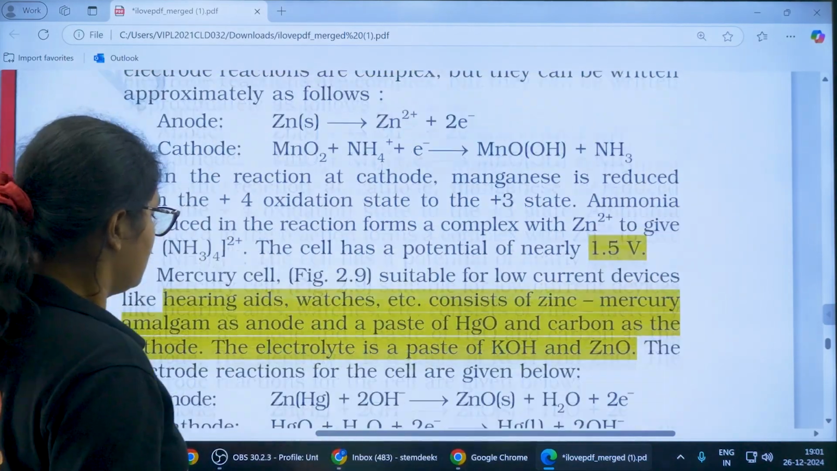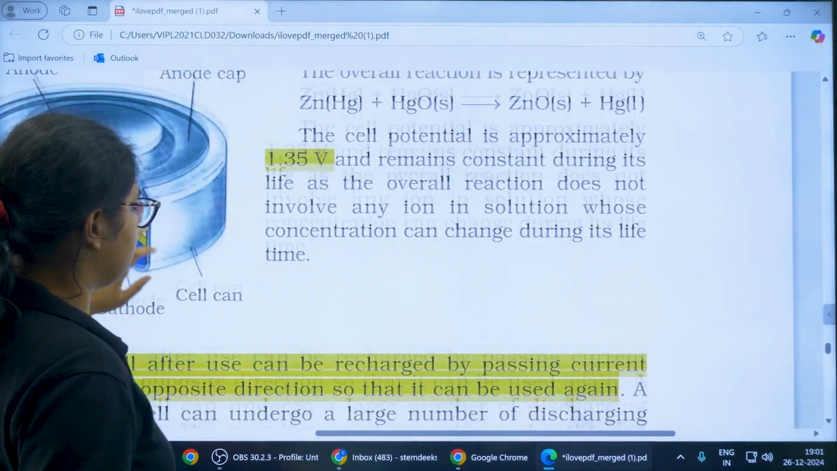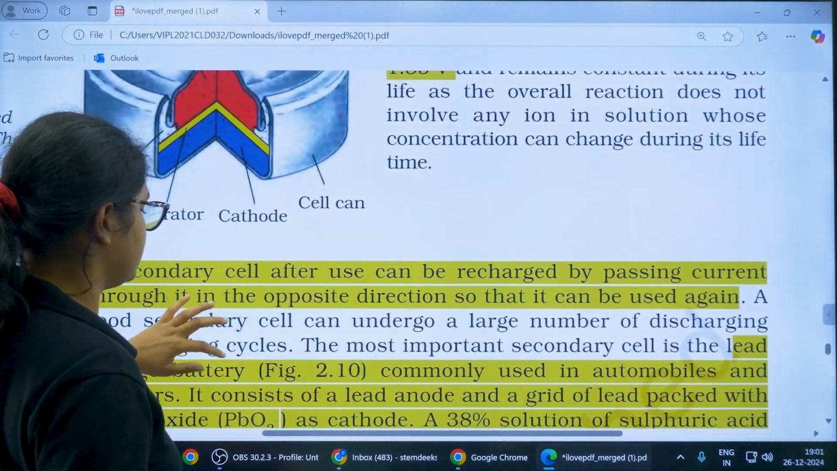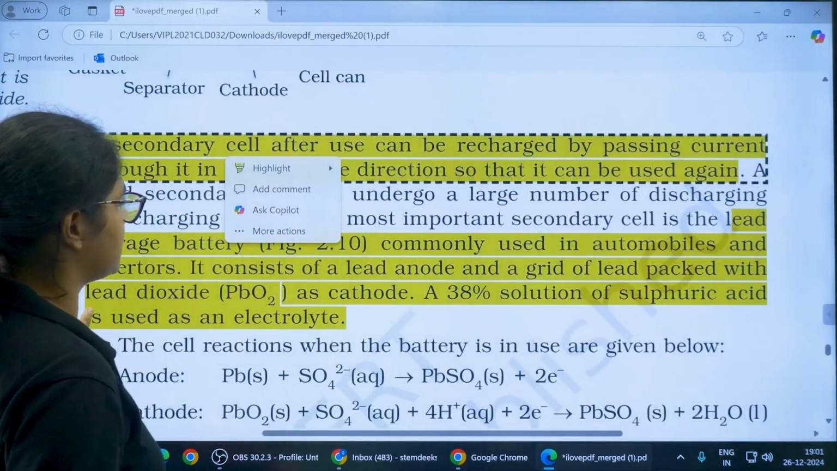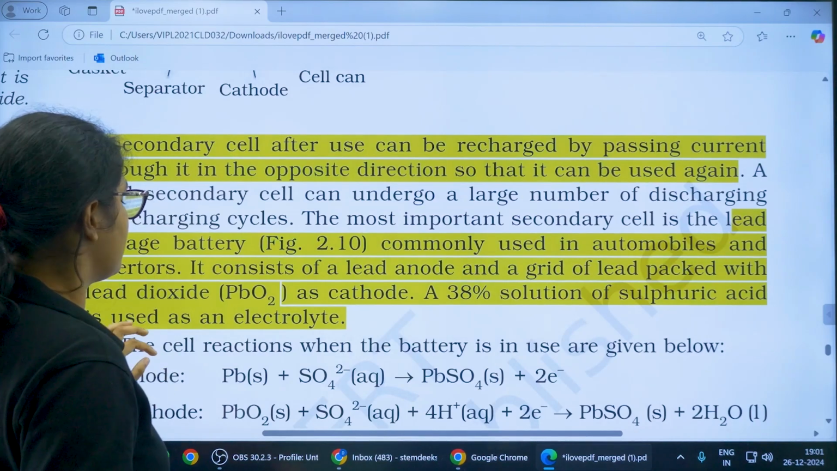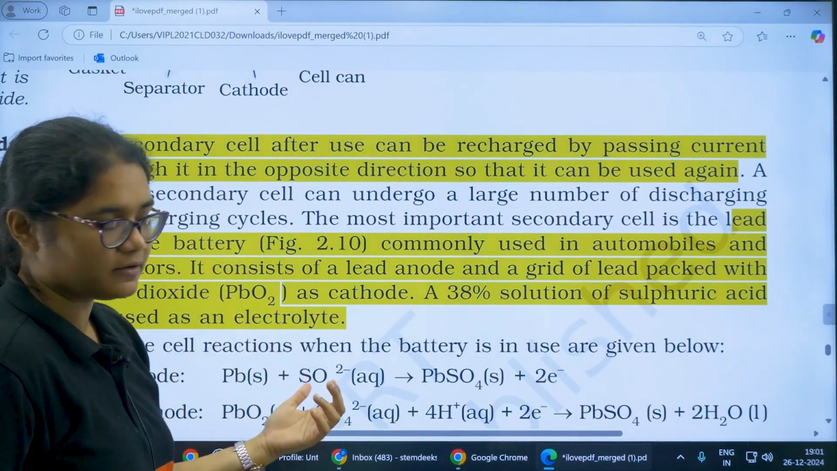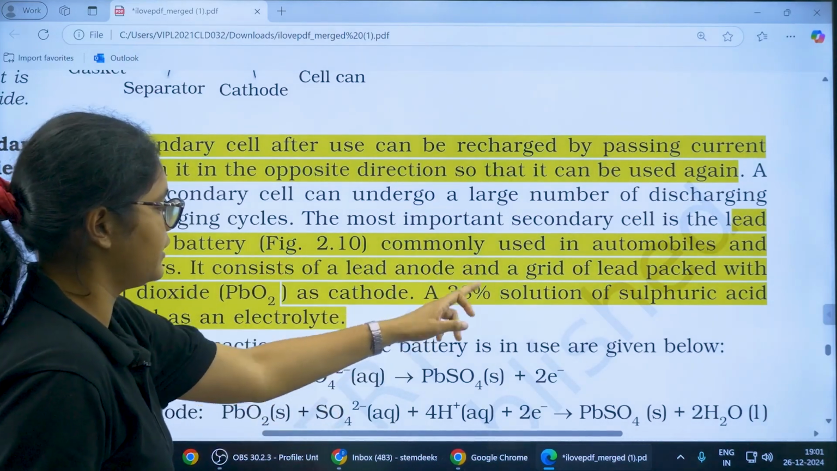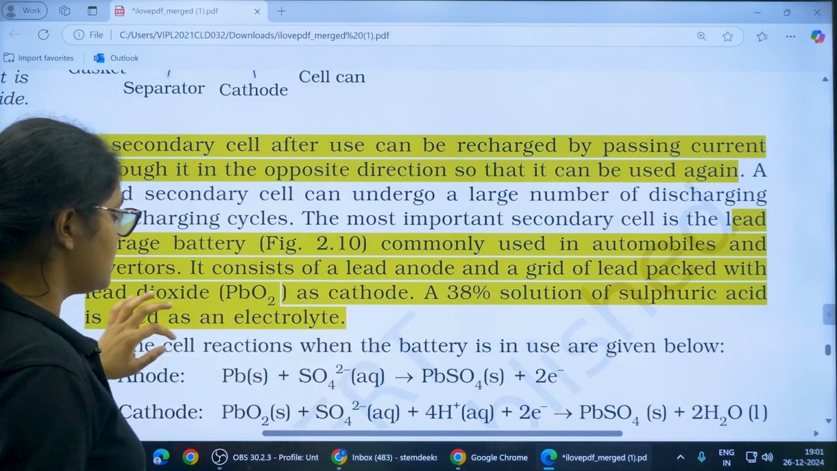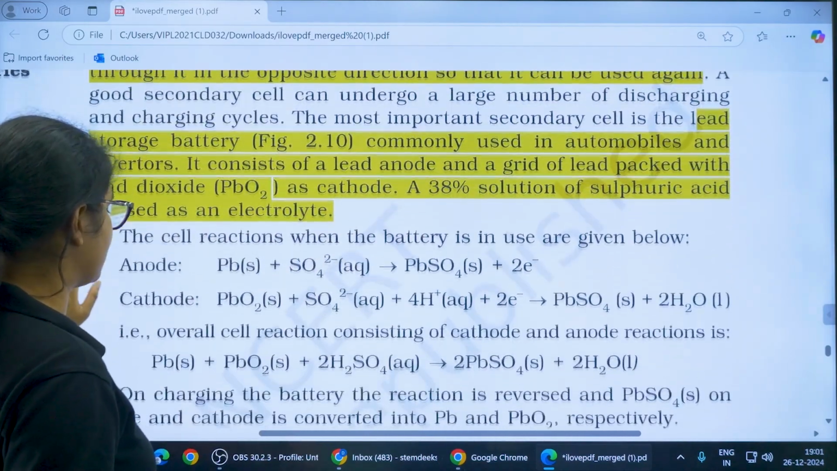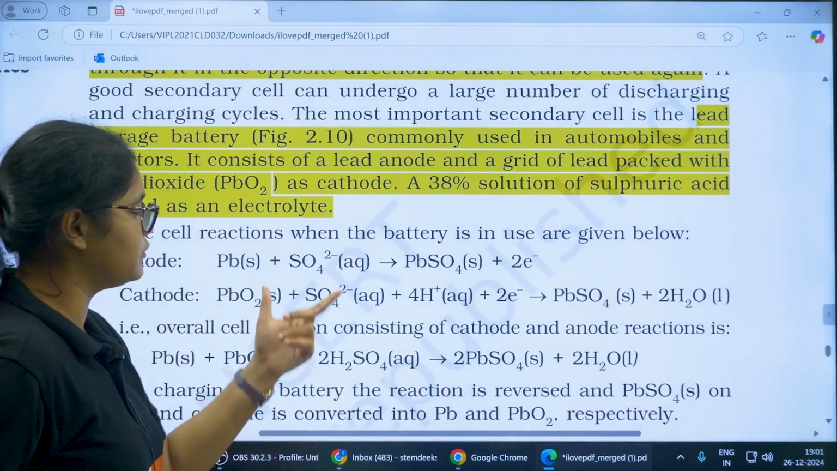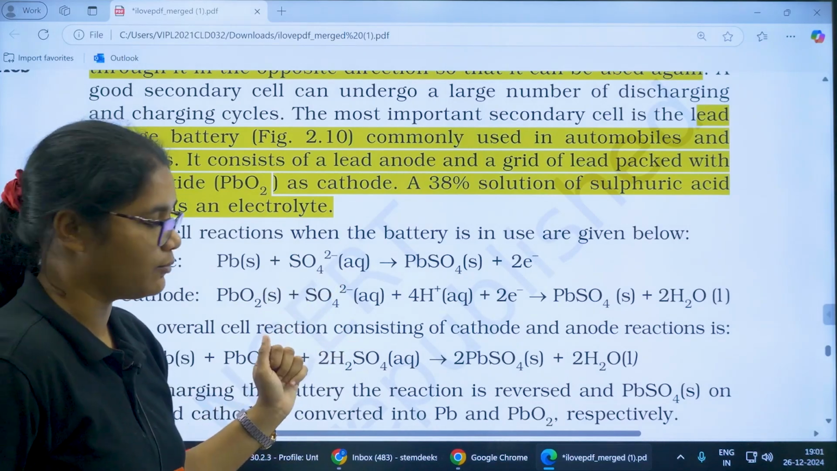Okay, clear. Next we have the secondary cell. In secondary cell, what is secondary cell you should be knowing. Then in lead storage battery, which is the anode, which is the cathode, and which is the electrolyte. Next, lead cell reactions you must remember, definitely you should remember this one, this is very very important.